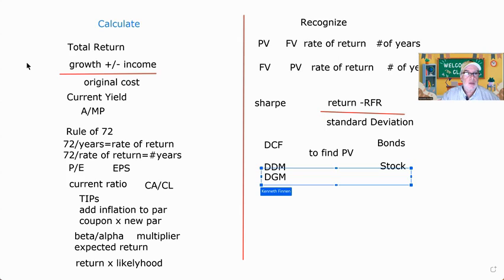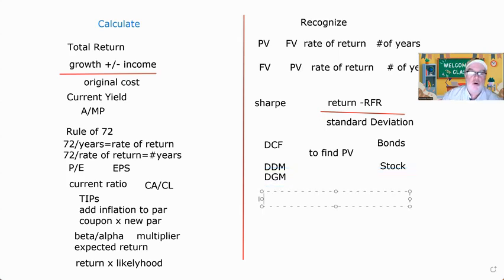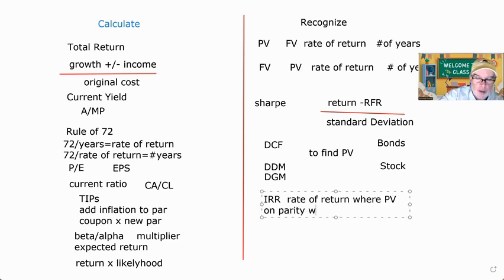Internal rate of return, just know that sometimes it's called yield to maturity, but it's the rate of return where present value is on parity with future value, which means you have a zero NPV. It means it's good to invest in, but it's basically where the future value and the present value are not equal, but they're equal on a discounted cash flow basis.